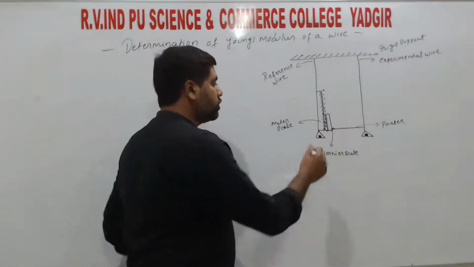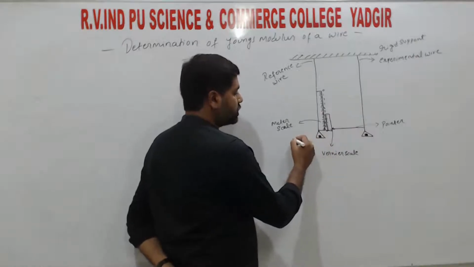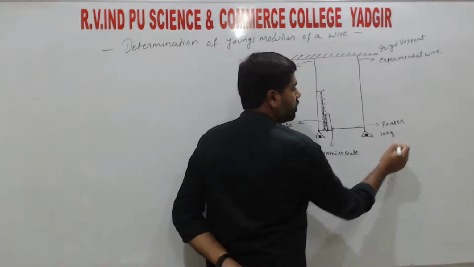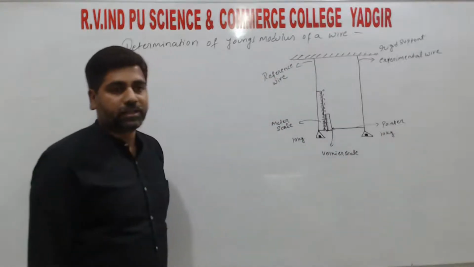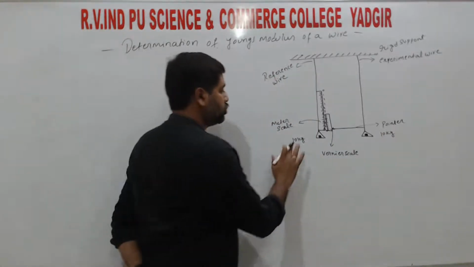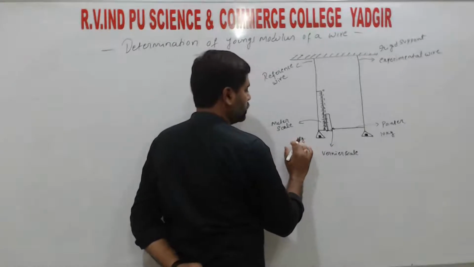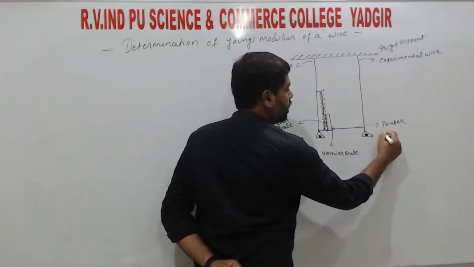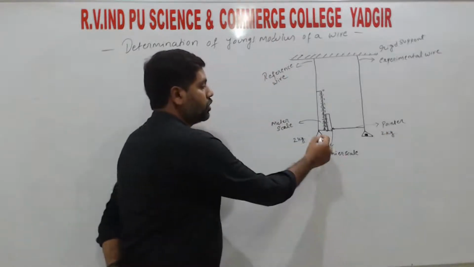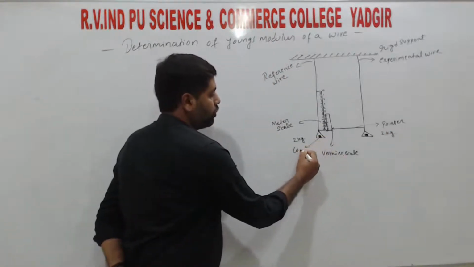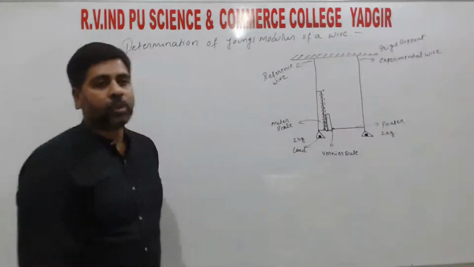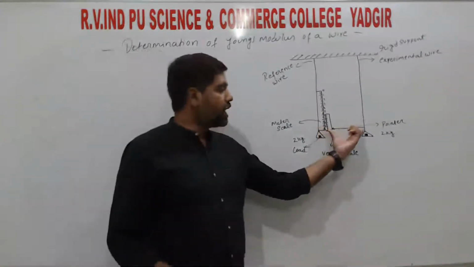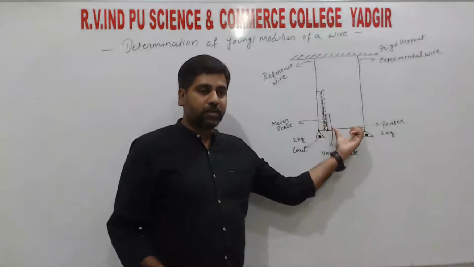So for example, here we have applied some 10 kg. Here also initially the load is some 10 kg, right? Another some 2 kg. Here also we applied some mass. This one is the load. Since 2 kg is applied on both sides, both will be parallel and both will have the same length, right.